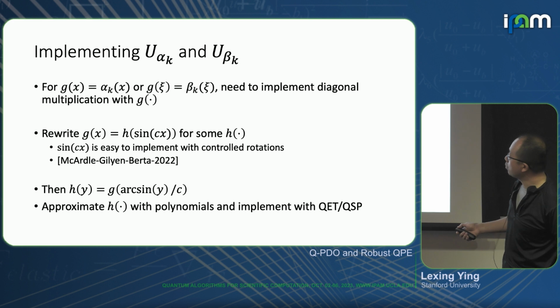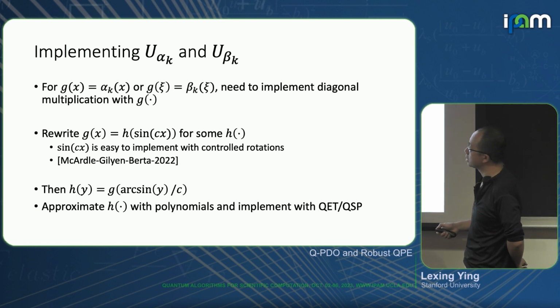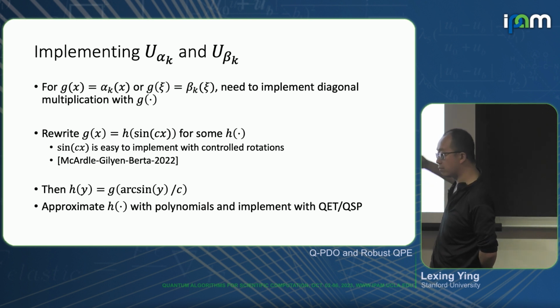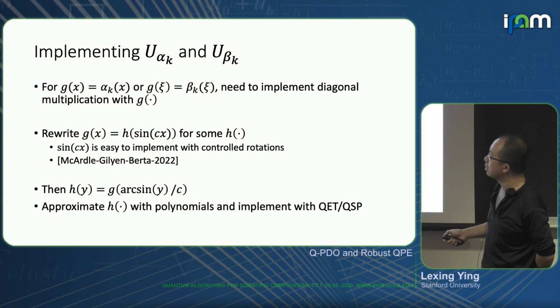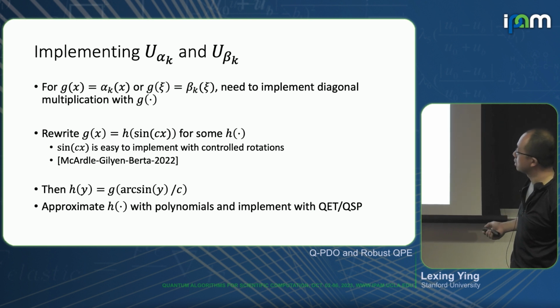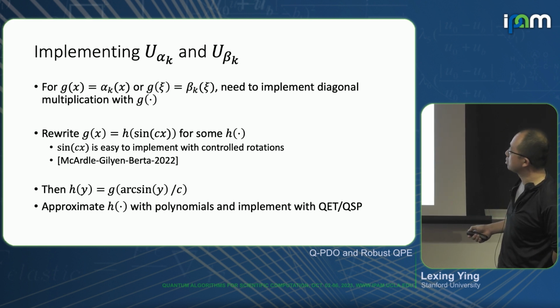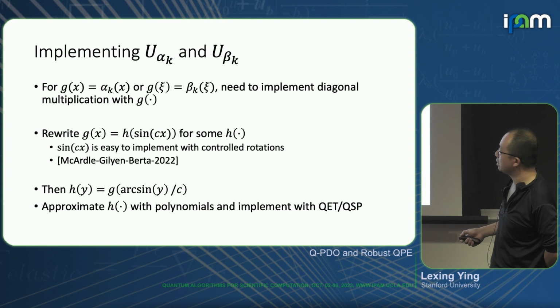Now, why do we want to do that? The reason is that the sine function itself is much easier to implement with controlled rotations. So for example, if you give me a binary representation for x and encode it as a quantum vector, then this can essentially be implemented by a bunch of phase rotations, where you just use a binary expansion of c to do the controlled rotation. This is related work which appeared in yesterday's presentations. Now, once this has become your formula, it's clear what h should be: h should just take the arc sine of y, divide by c, and then apply g. This is the function you're looking for.